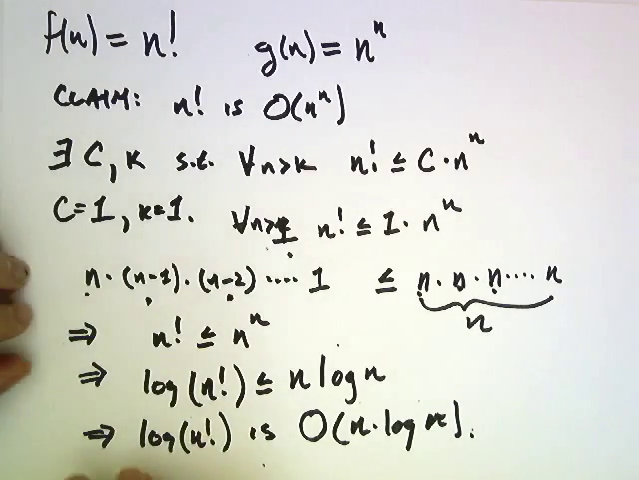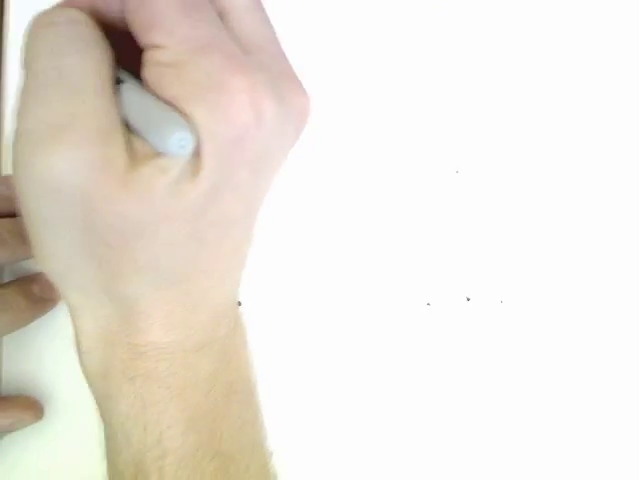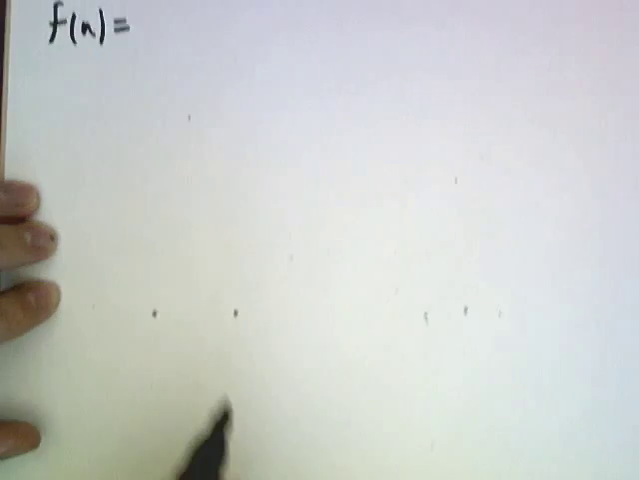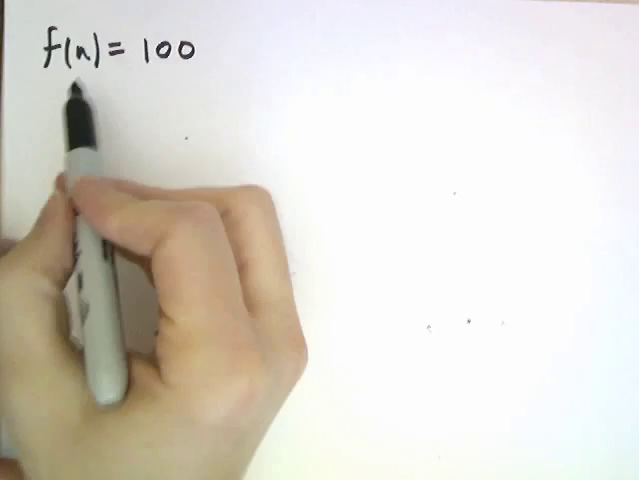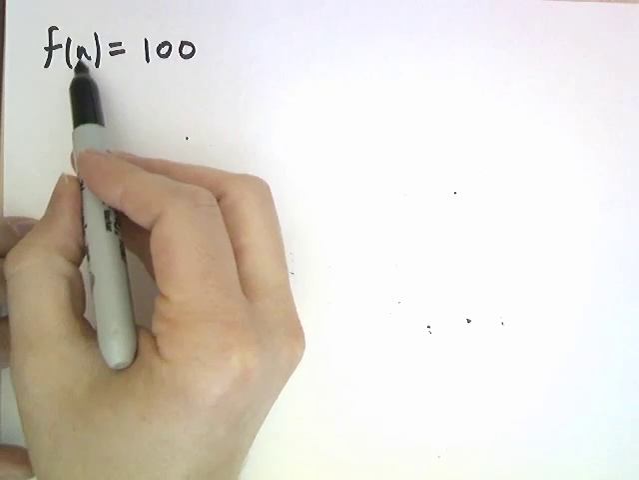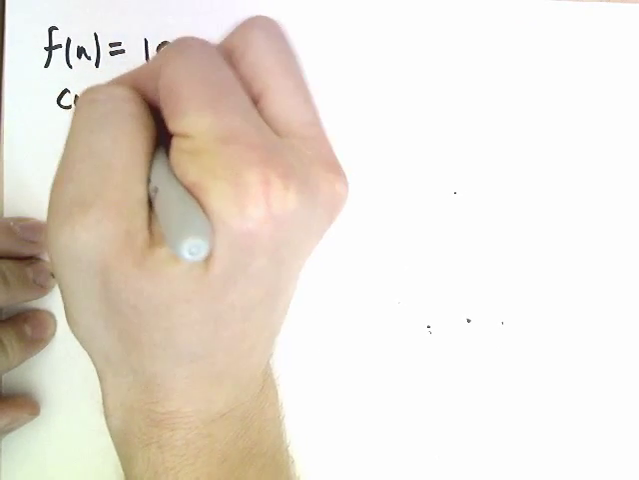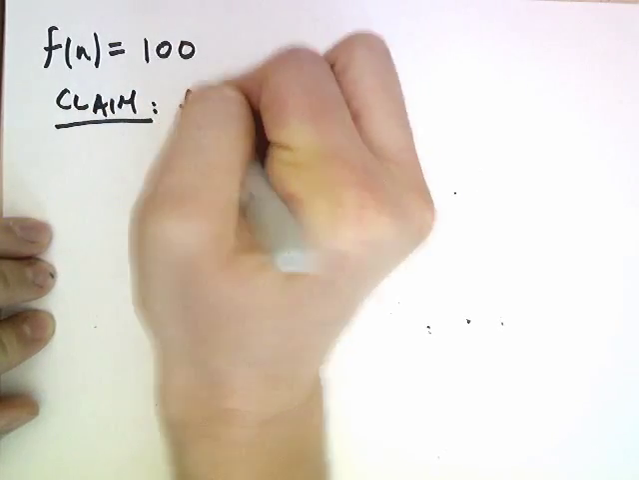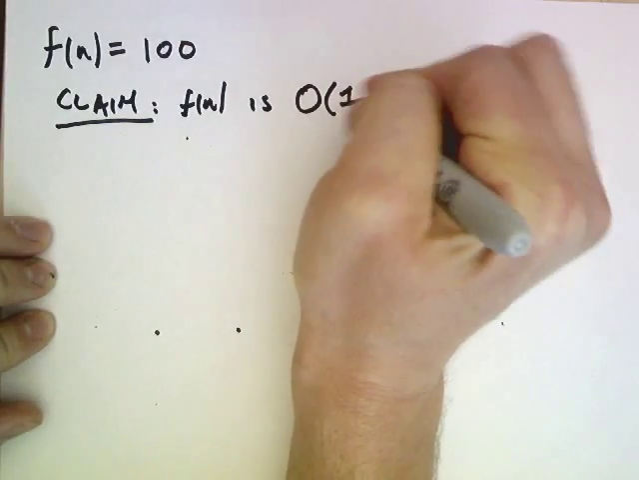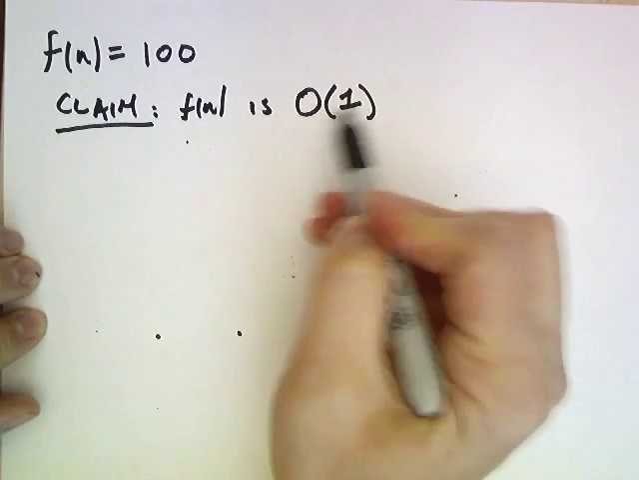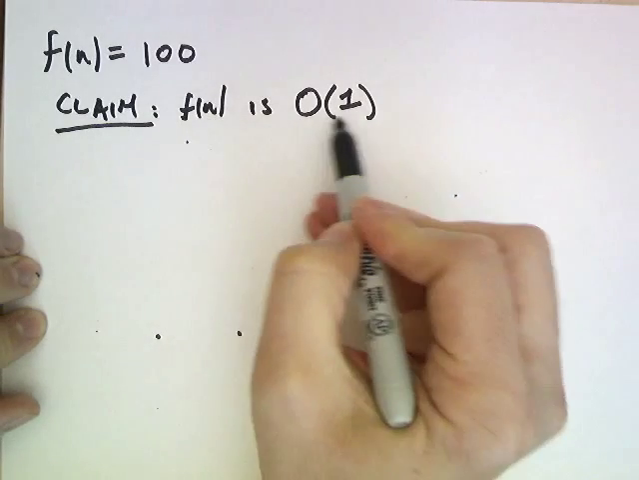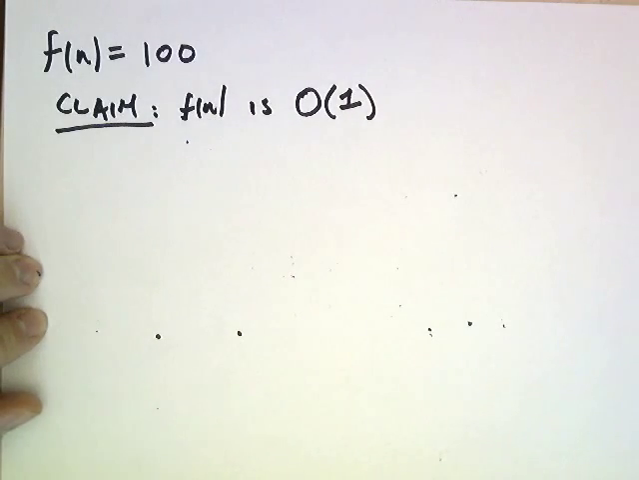Here's a really simple example, but still worth mentioning. Let's say that we have the function f of n equals 100. It's a constant. So for any input length, or for any number n that you put into f of n, you always get 100 out. The claim is that f of n is big O of 1. Usually you see something like n or n squared or 2 to the n inside here, but here I'm going to say f of n is big O of 1.